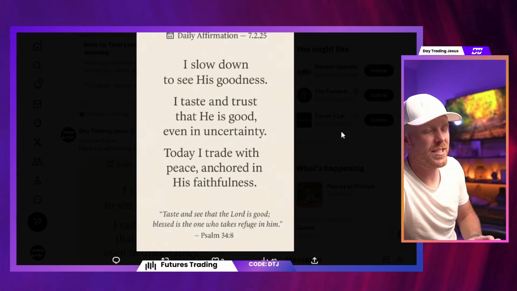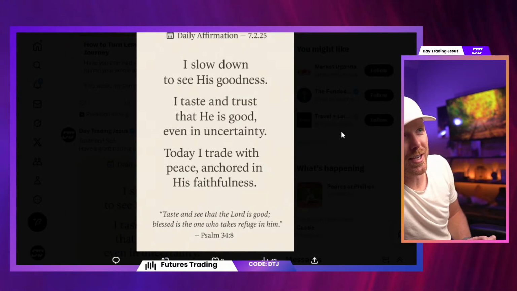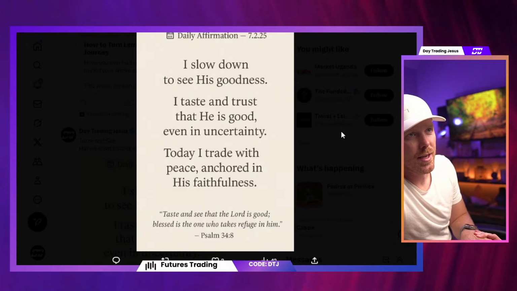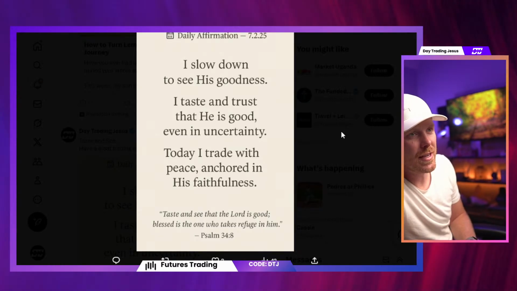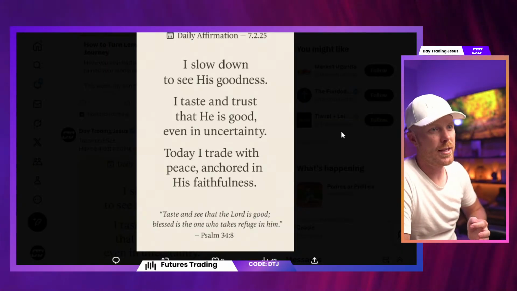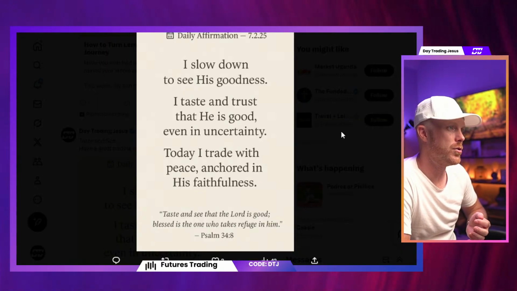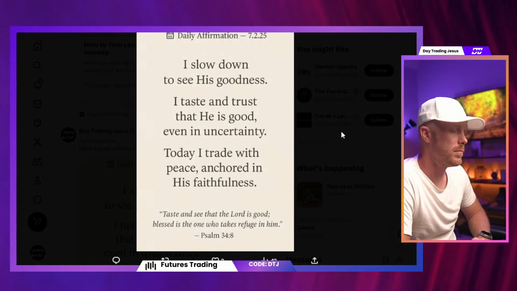Daily affirmation for 7/2/25. I slow down to see his goodness. I taste and trust that he is good, even in uncertainty. Today I trade with peace, anchored in his faithfulness, based on Psalms 34:8. Taste and see that the Lord is good. Blessed is the one who takes refuge in him.